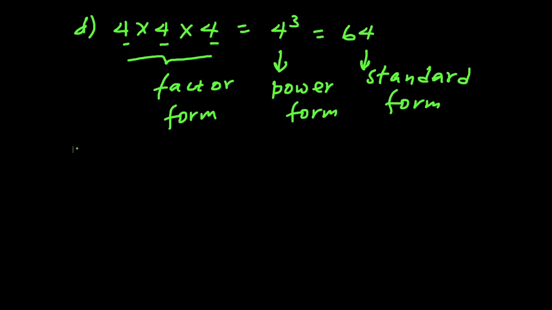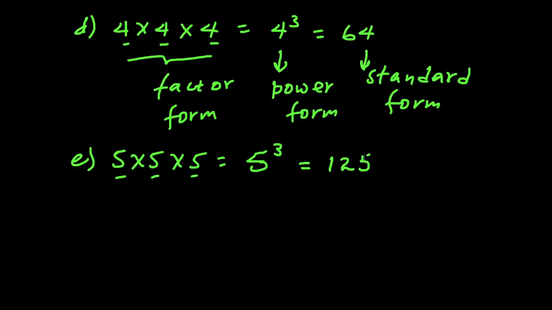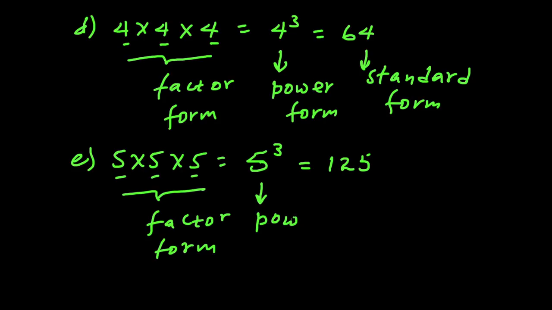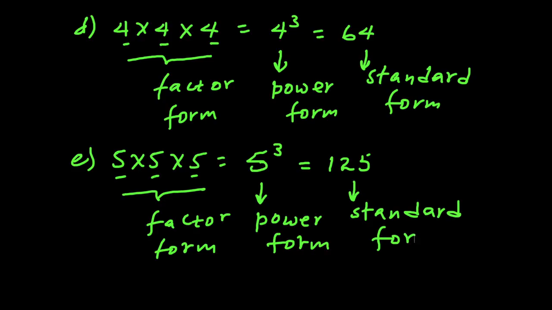Another one: 5 times 5 times 5. This is the cube of a number. 5 to the power of 3 equals 5 times 5 is 25, and 25 times 5 is 125. Look, this is the factor form, this one is the power form, and the last one is the standard form.